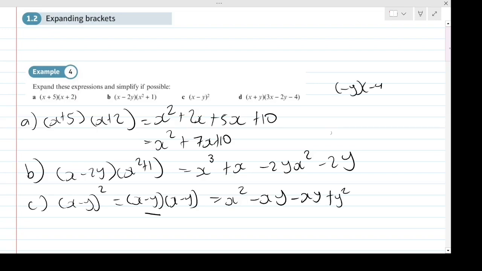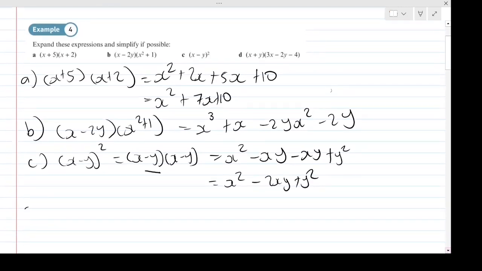Remember, the negatives will cancel each other out. A negative times a negative would be a positive. So then y times y would be y squared, okay? Just make sure you're very clear with that. And we can simplify this because we've got two of the same sort of terms, xy, right? So we've got x squared minus an xy minus another xy, which would be minus 2xy. And then we have a y squared. Cool. And then part D, okay.